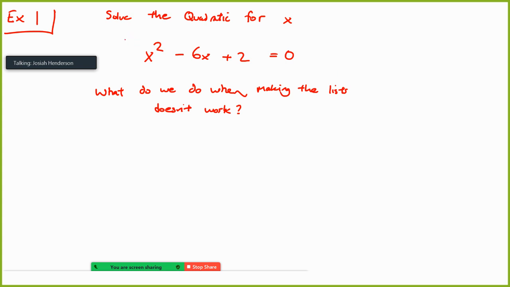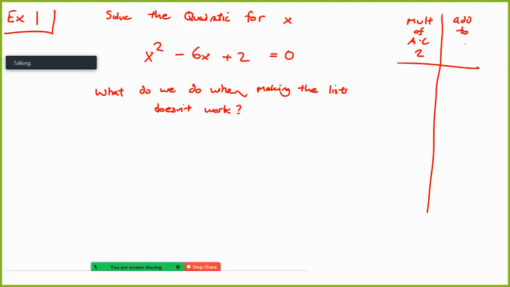Let's say I sat down to do a mastery test and I get this quadratic at the top and it says, find the solutions of the quadratic. And I'm like, okay, no problem. I'll make a list of multiples of a times c, which in this case is 1 times 2, so 2. And it has to add to the number in the middle, remember? Add to b, which in this case is -6. So I start making my lists.